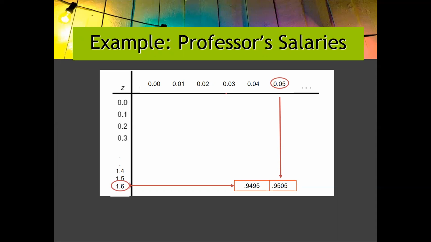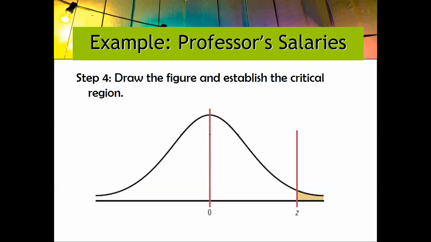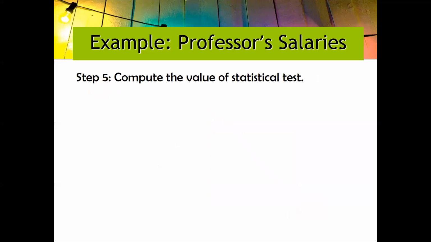1.65. This is the critical value. It separates the critical region from the non-critical region. The shaded area is the critical region. To determine whether to accept or reject the null hypothesis, we need to calculate the z-value and compare it to the critical value. That is the fifth step.